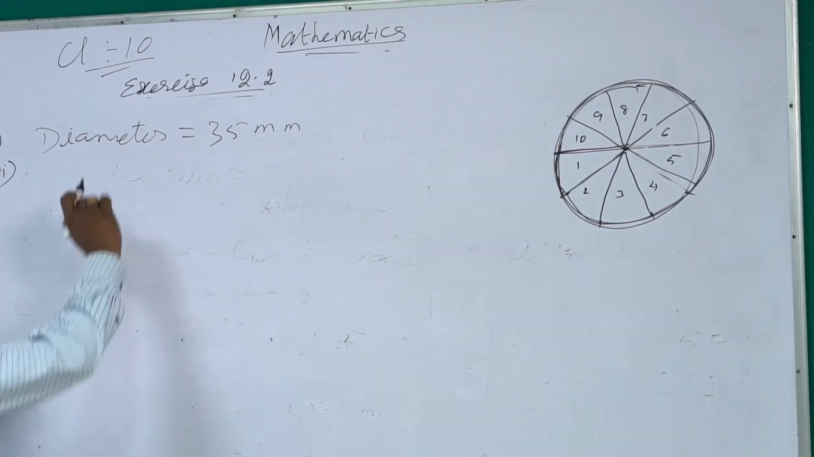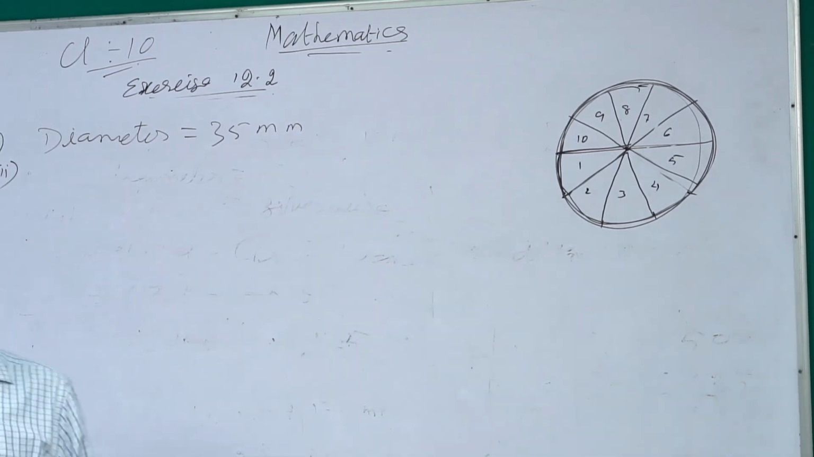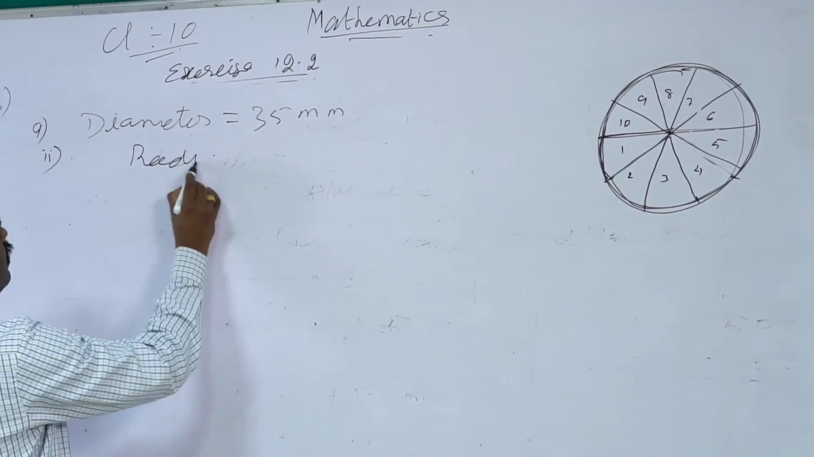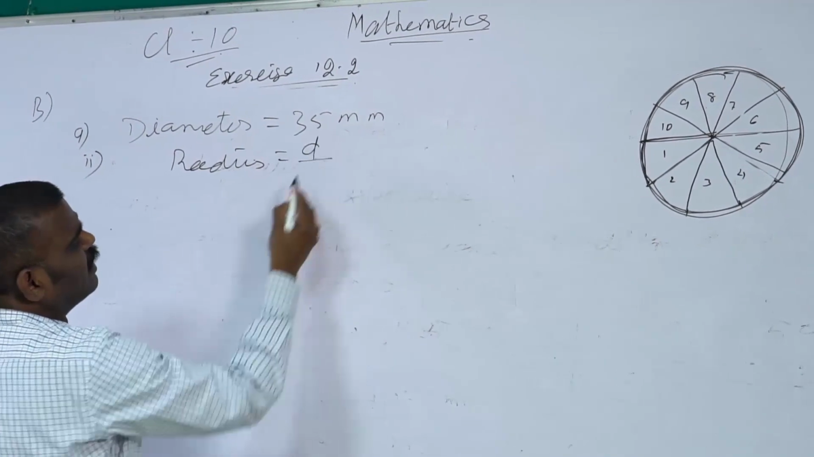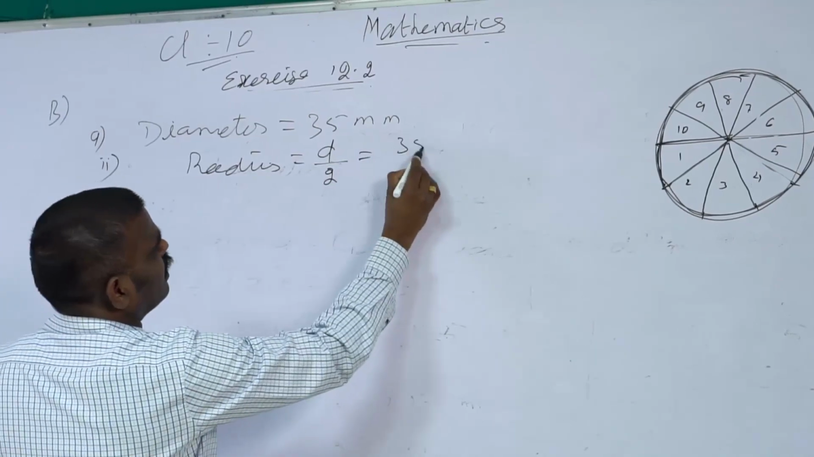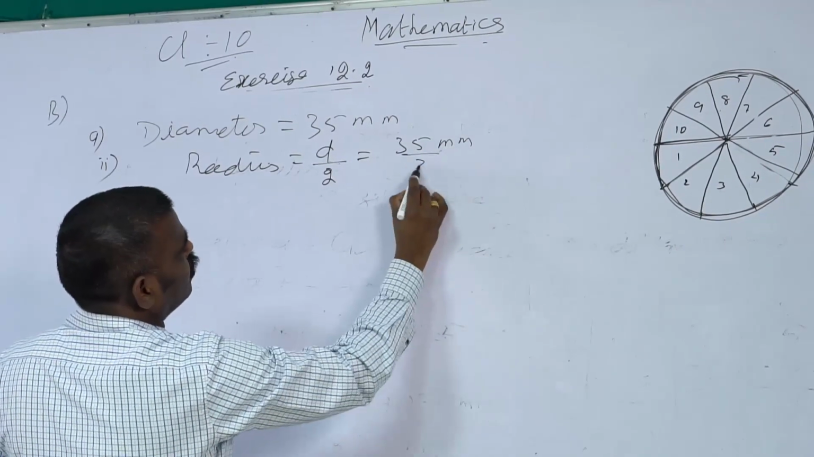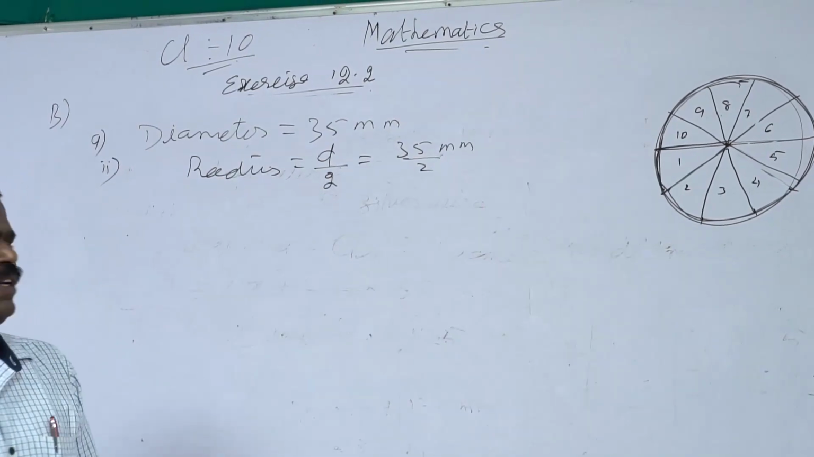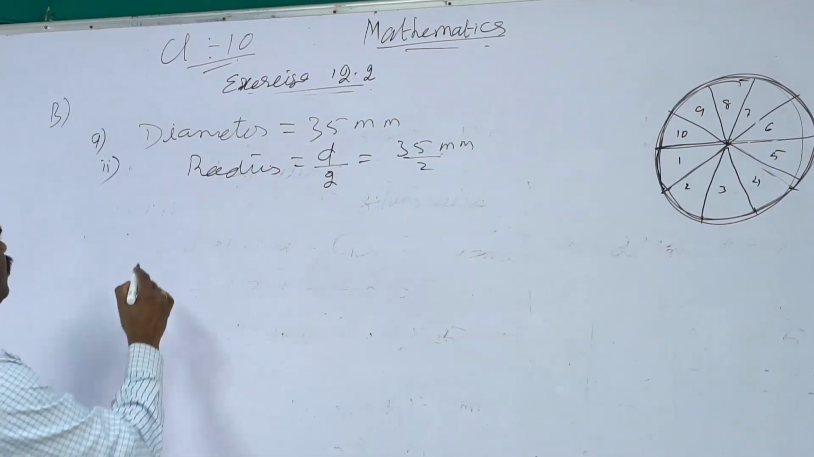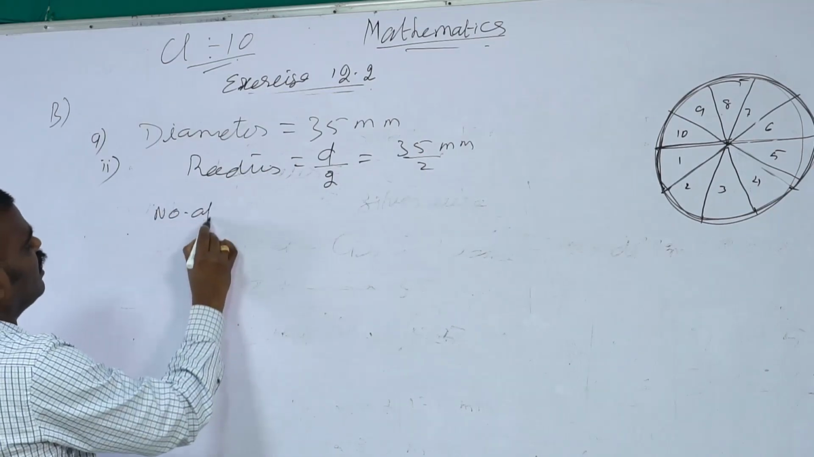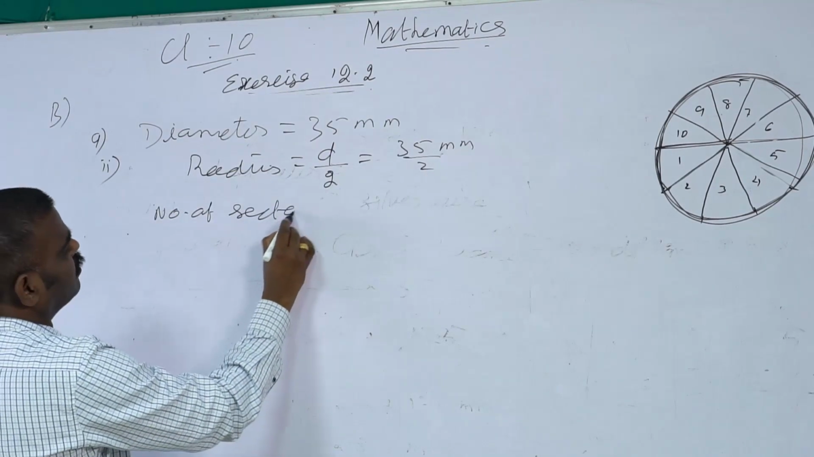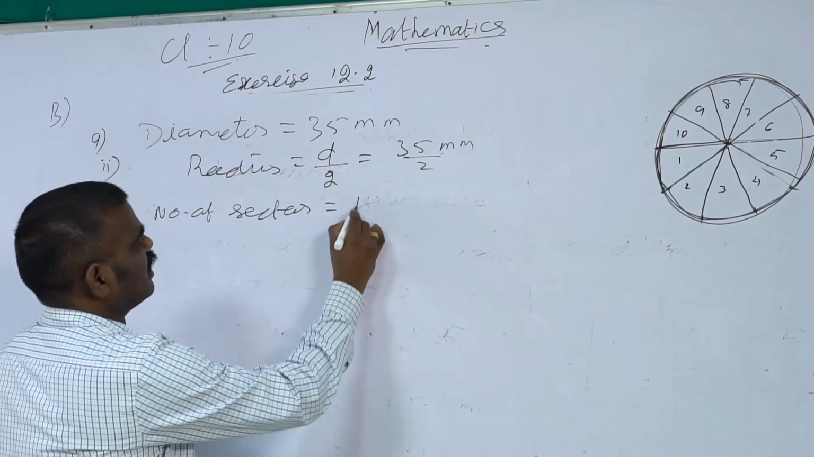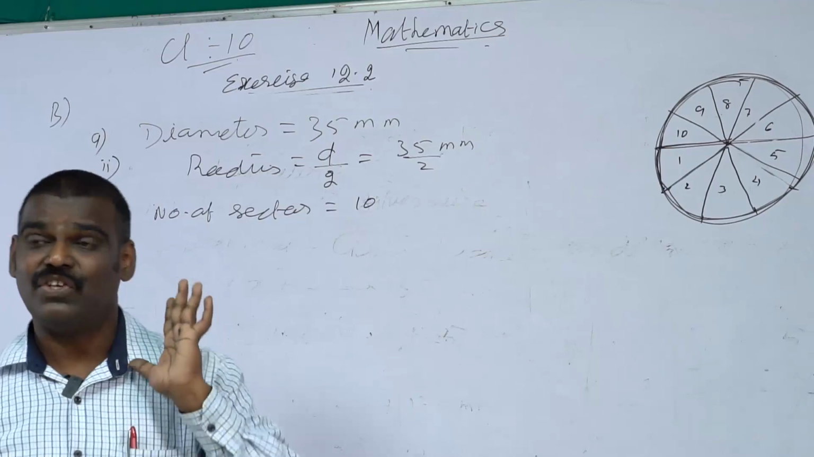Now, to find the area of the sector, we need the radius. First, let us find the radius. Radius equals diameter by 2, that is 35 millimeter by 2. Let it be like this. Don't simplify, okay? If you simplify the calculation, you will face problems. Now, the number of sectors. How many sectors are there altogether? There are 10 sectors. All the 10 sectors are equal.